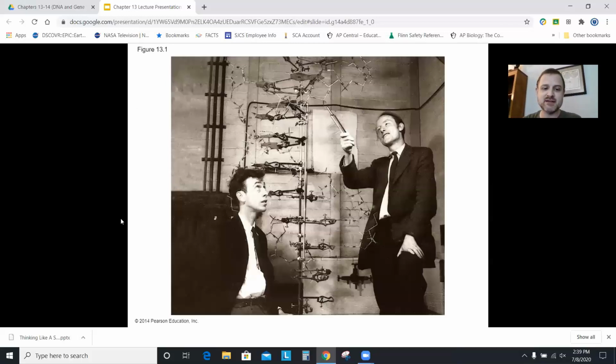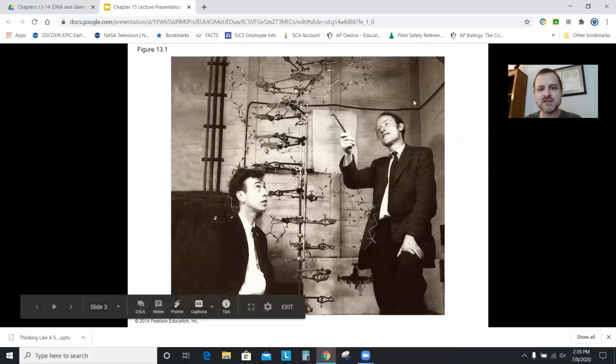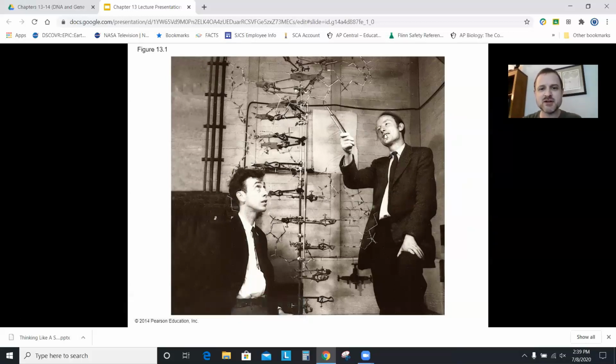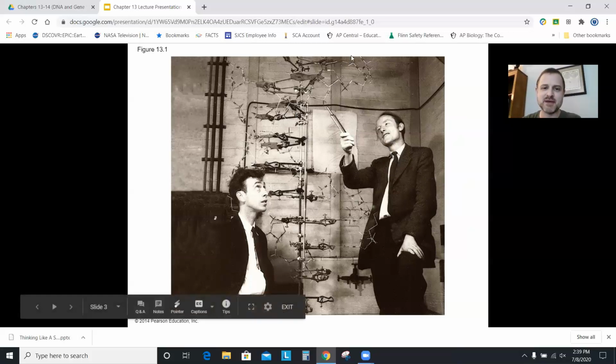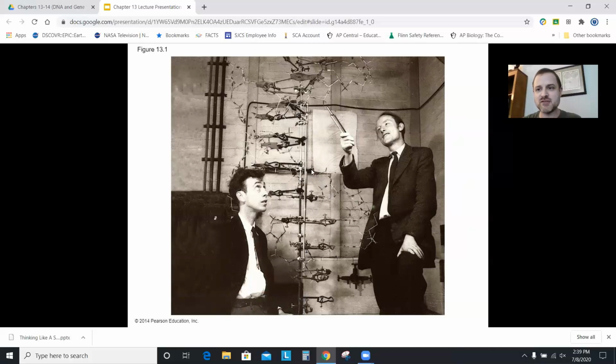This picture is taken, this is Watson. I think Watson's in his 20s at this time, and I think Crick is in his 30s. So they're two youngsters. This is in England. This is a big 3D model they had actually built. And we're going to come back to the story of the discovery of the double helix later, because there's more than two people involved.